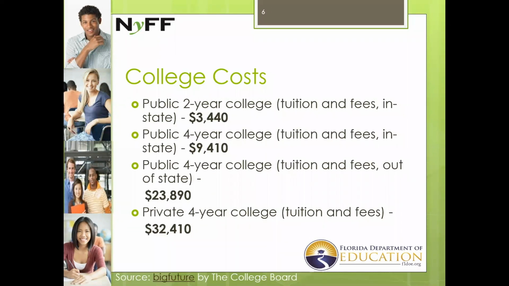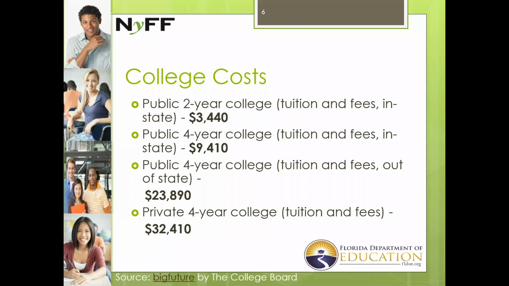So to give you an idea, we've put together different types of college costs. The first bullet point, you will see a public two-year college, such as a community college. So for tuition and fees, in-state, whether you're living off campus or living with parents, it roughly ranges about $3,440.